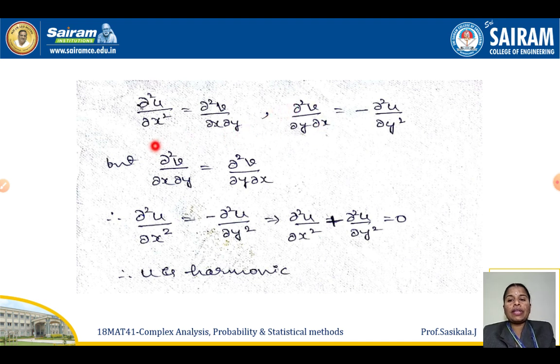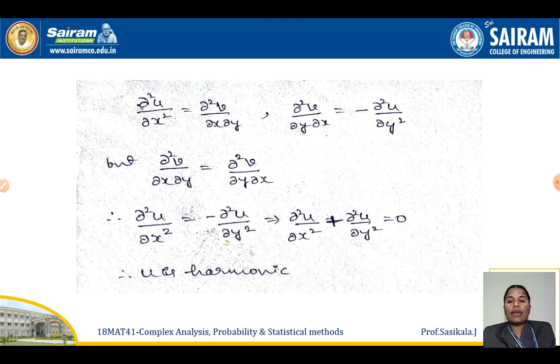So I can equate the left side to the right side: dou squared u by dou x squared equals minus dou squared u by dou y squared. Taking this term to the left side, it becomes a plus. So dou squared u by dou x squared plus dou squared u by dou y squared equals 0. Therefore the Laplace equation is satisfied, so I can say u is harmonic. So we have shown that the real part is harmonic.